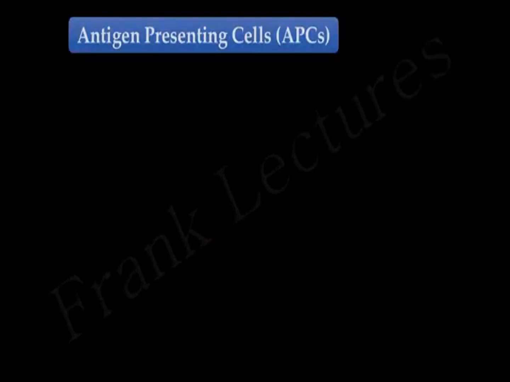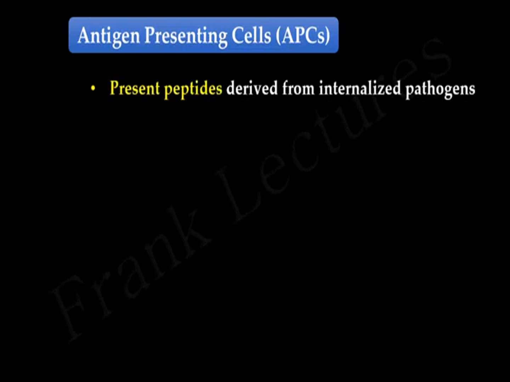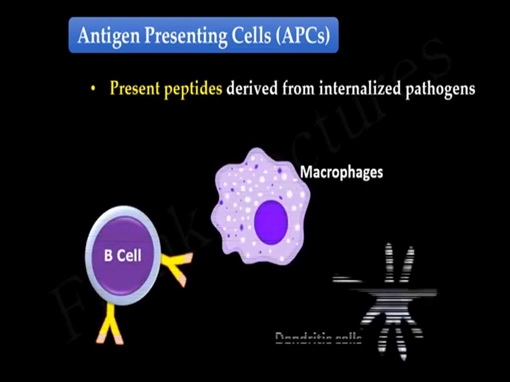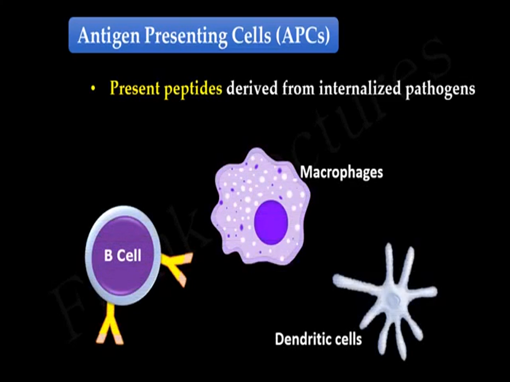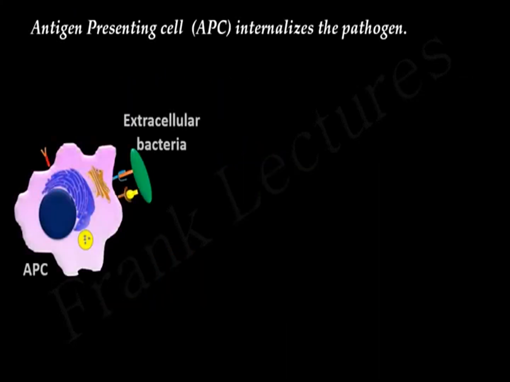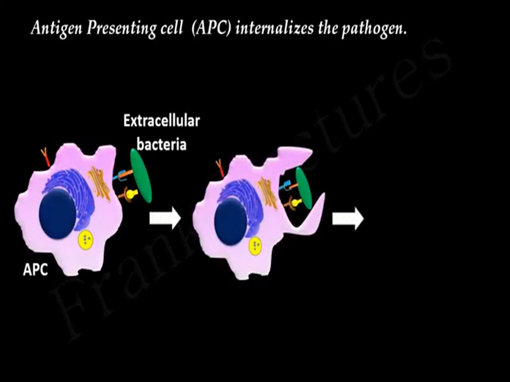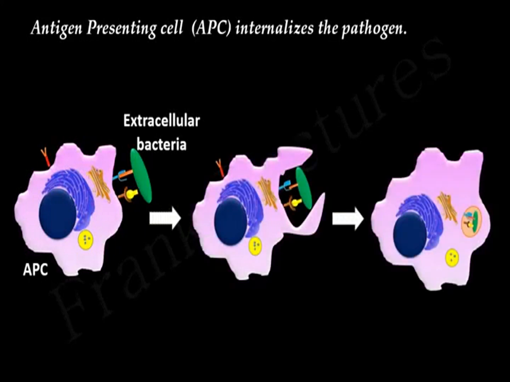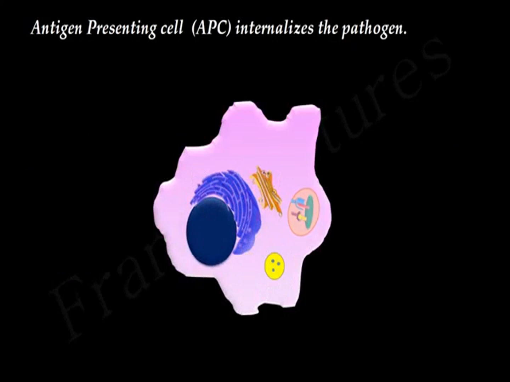The cells involved in this pathway are antigen-presenting cells. Recall that antigen-presenting cells are phagocytic cells which present peptides derived from internalized pathogens. These include B cells, macrophages, and dendritic cells. The pathway starts when the extracellular antigens such as extracellular bacteria are internalized by the antigen-presenting cells. Let's zoom in to study this pathway.